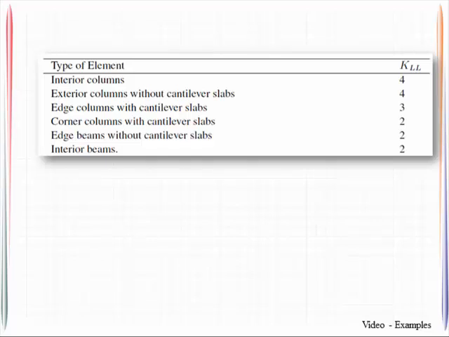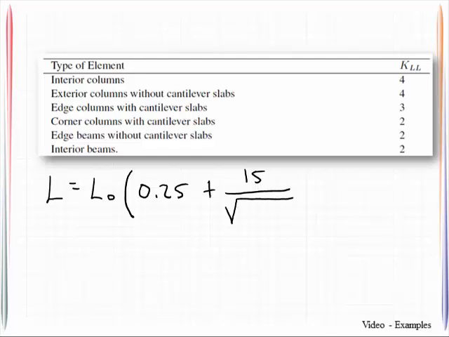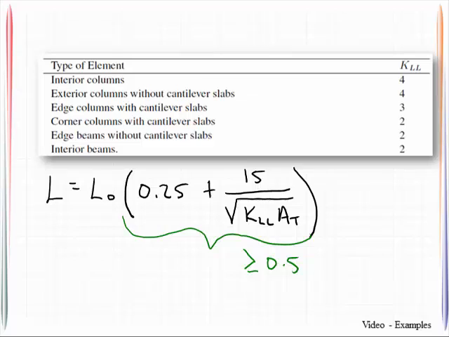The live load reduction factor as given by ASCE 7 says that the live load can be taken by multiplying L naught, which is the unreduced live load, by this particular reduction factor, which is computed as 0.25 plus 15 over the square root of KLL AT, where AT is the tributary area. And what we are told is that if it's supporting only one story, that factor right here must be greater than or equal to 0.5.